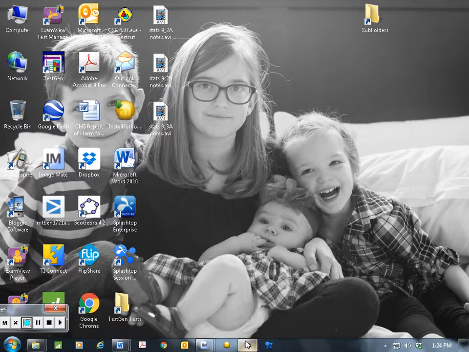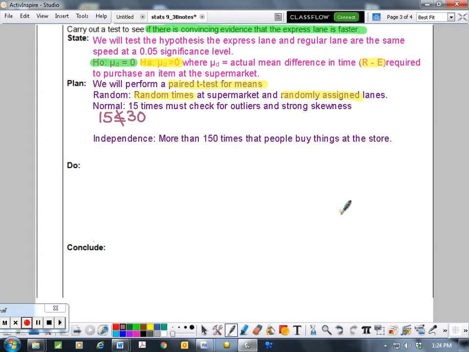So now we go back to our work and we have to show evidence. Is it normal? Yes, it is. So let's go ahead and sketch out that graph. I'm going to sketch this out really quick. There are no outliers; we double checked with our box plot graph. It's linear, so no skewness. So our results are robust.